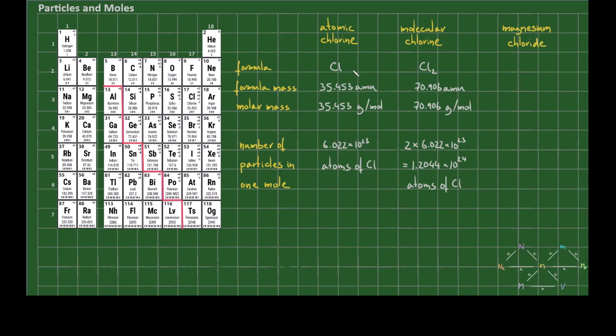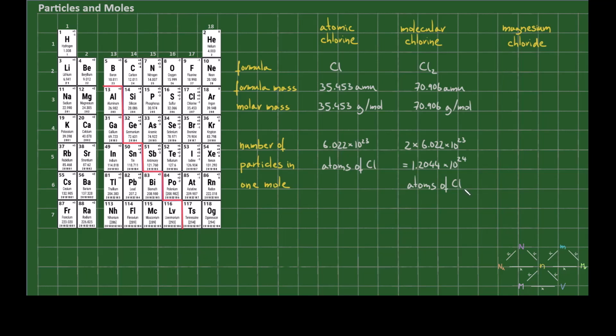For atomic chlorine, things are fairly straightforward. A mole of atomic chlorine will give me a mole of chlorine atoms. However, when it comes to molecular chlorine, a mole of molecular chlorine will give me 2 moles of chlorine atoms. Think of that pizza again. You can have 1 slice of pizza, but it will give you 4 slices of salami.